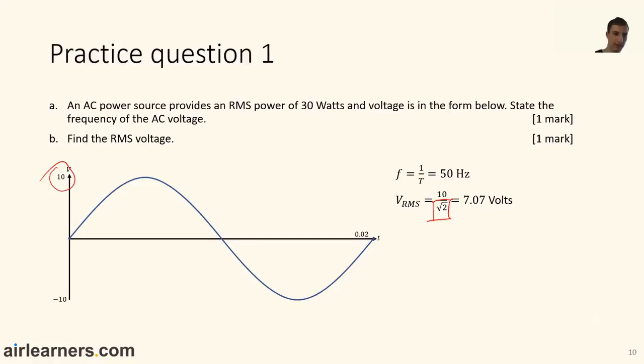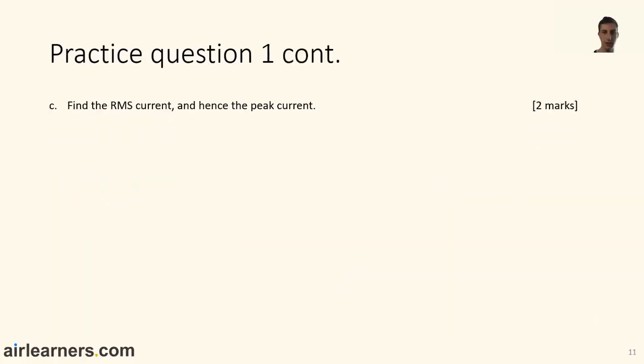So in this case, this looks like the peak voltage. So we divide that by the square root of 2 to get the RMS voltage, which is 7.07 volts. Part C: find the RMS current and hence the peak current for 2 marks, 2 minutes. Off you go.